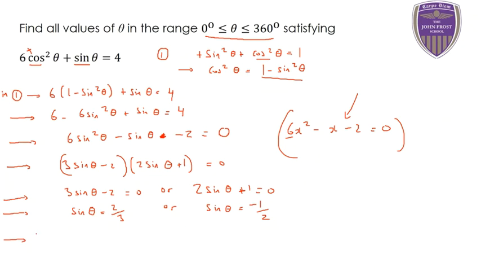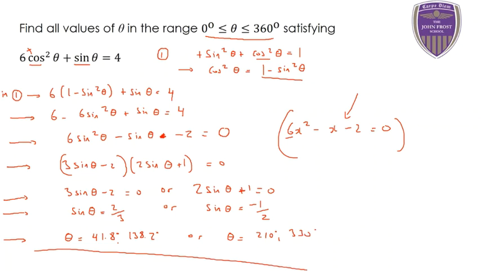And then we've been solving these equations now for the last 3 lessons, so I'm not going to show you the workings out. This first option, you're going to get 41.8 degrees and 138.2 degrees. And on this one, you're going to get 210 degrees and 330 degrees.